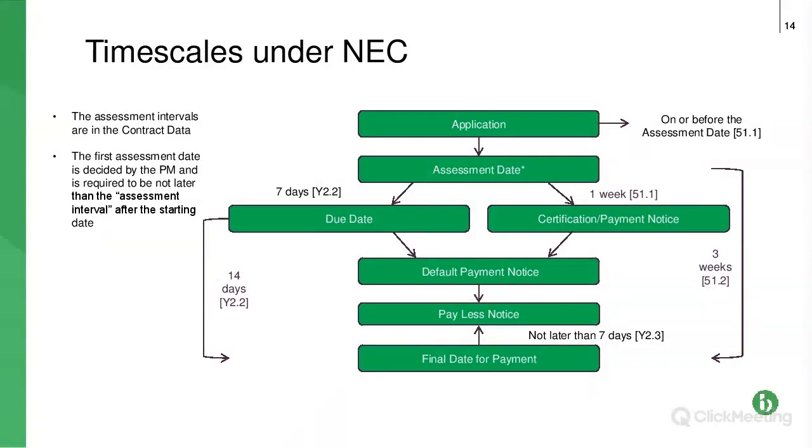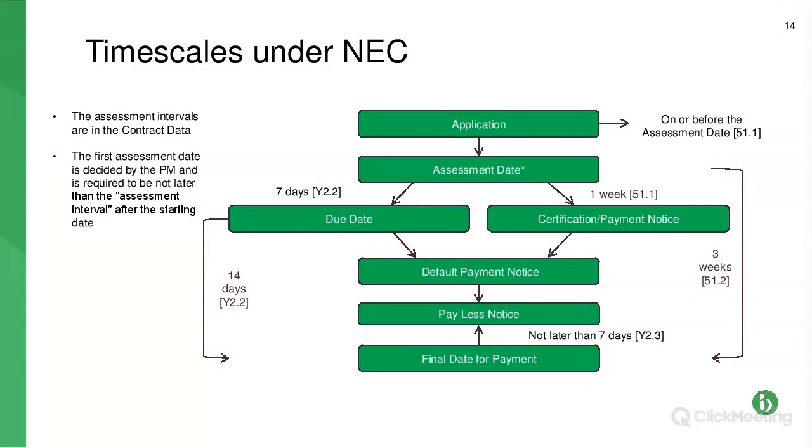So it's simply that the project manager has to notify the contractor, or in a subcontract, the contractor has to notify the subcontractor, when the first assessment date is. The project manager doesn't have complete free rein, because it must be within that first assessment interval. So where you've got monthly intervals, within the first month of starting. So if you start on the 20th of the month, on or before the 19th of the following month, the PM has to notify what the assessment date is.